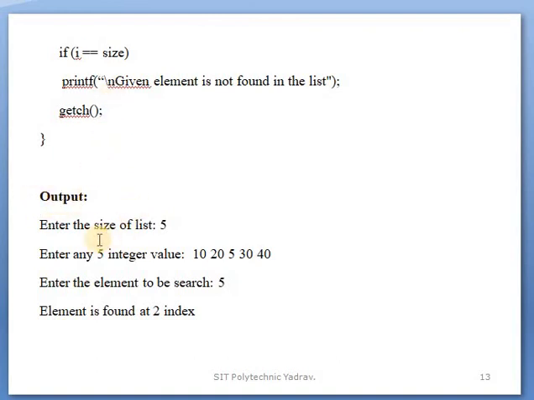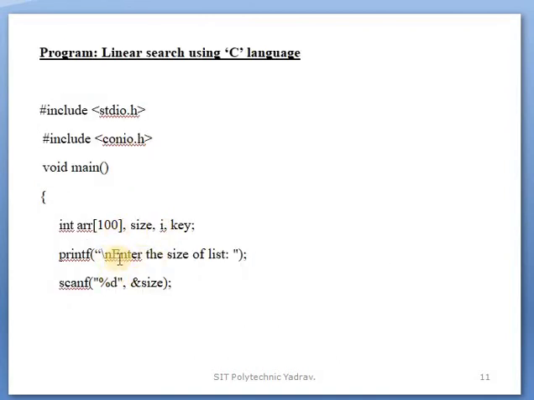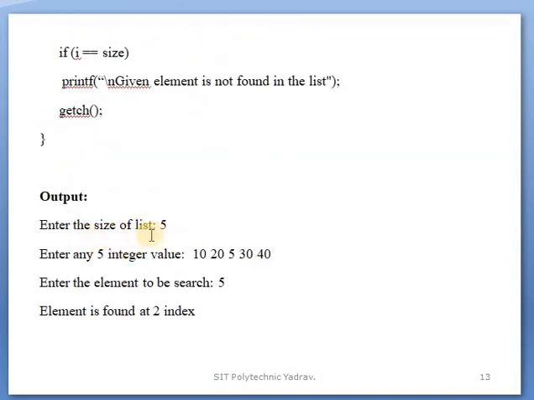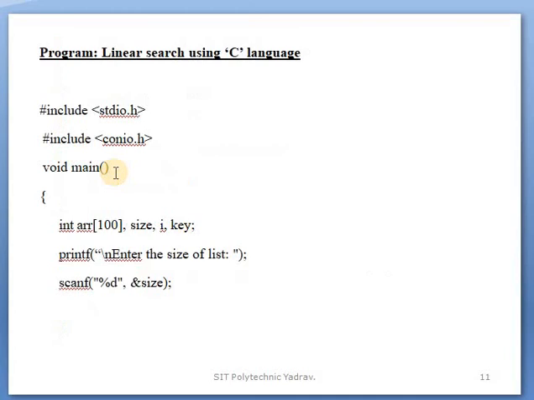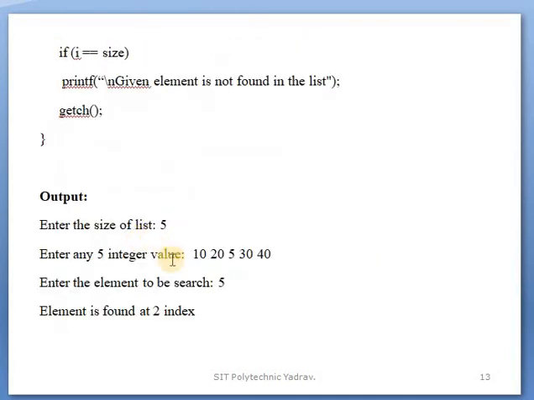Okay, and the output: we clear the output, enter the size of list. For example, in that program we display the message enter the size of list. So they enter the size of list 5. After that, enter any %d integer values, size is your 5, so in that %d displays 5: enter any 5 integer values.